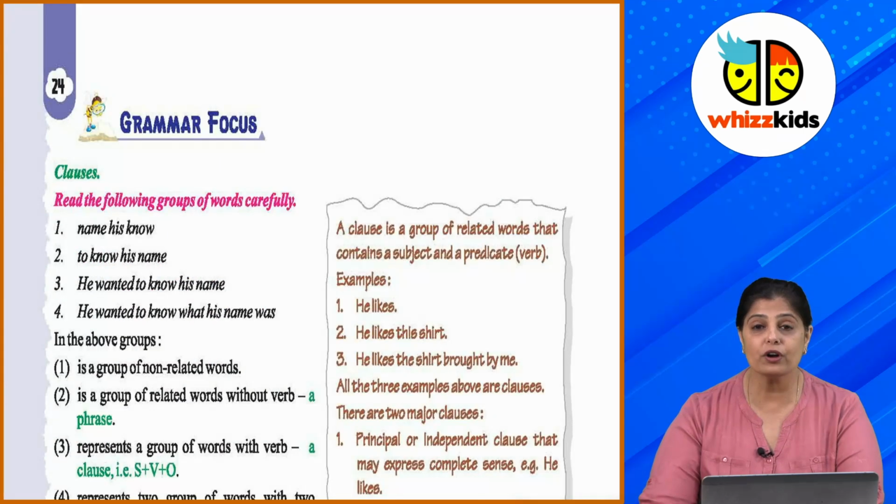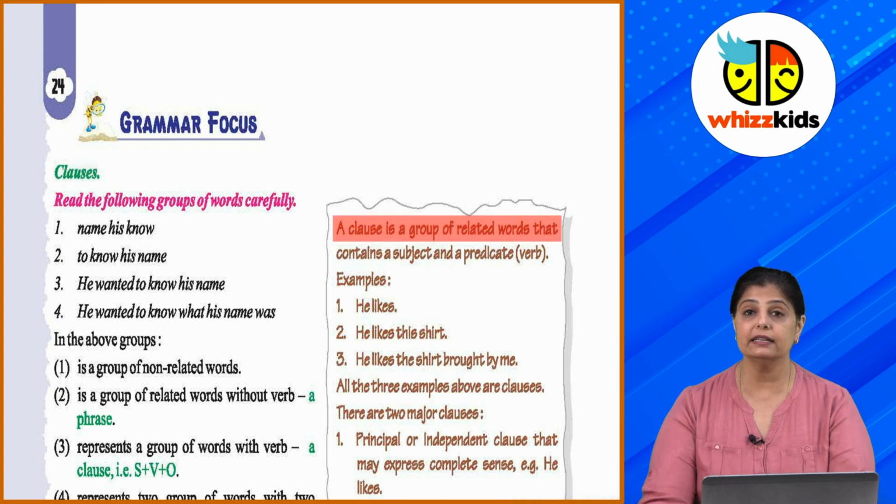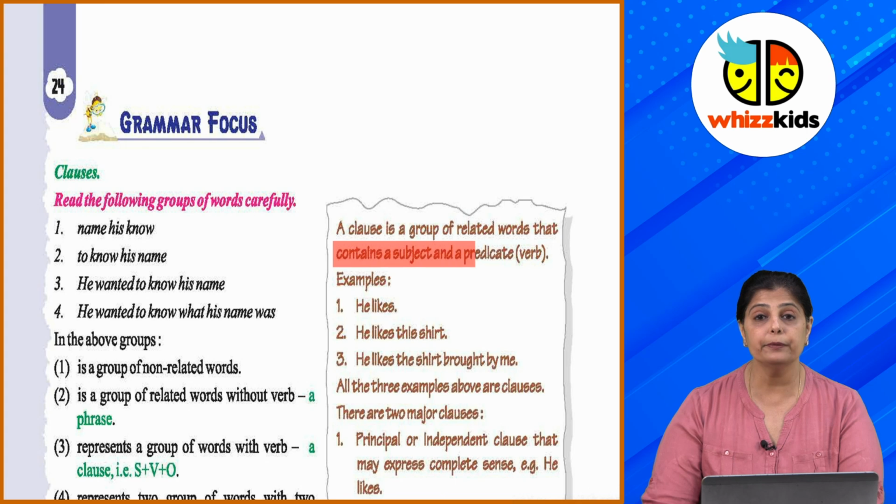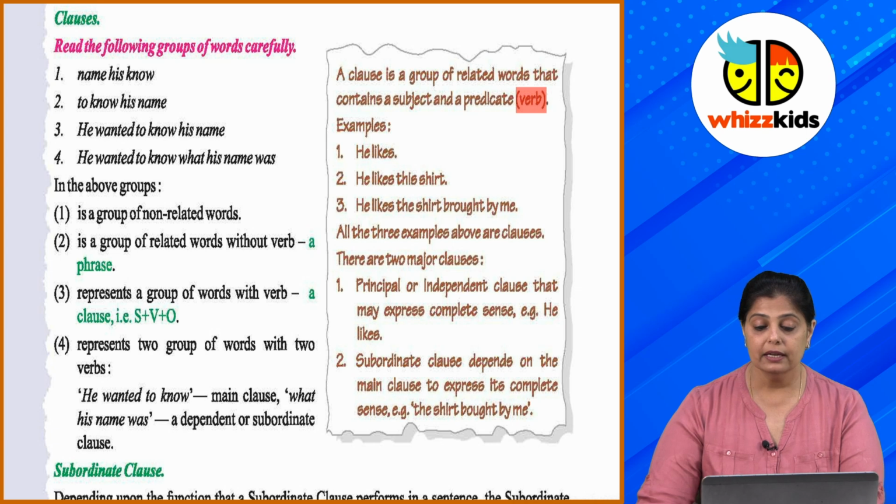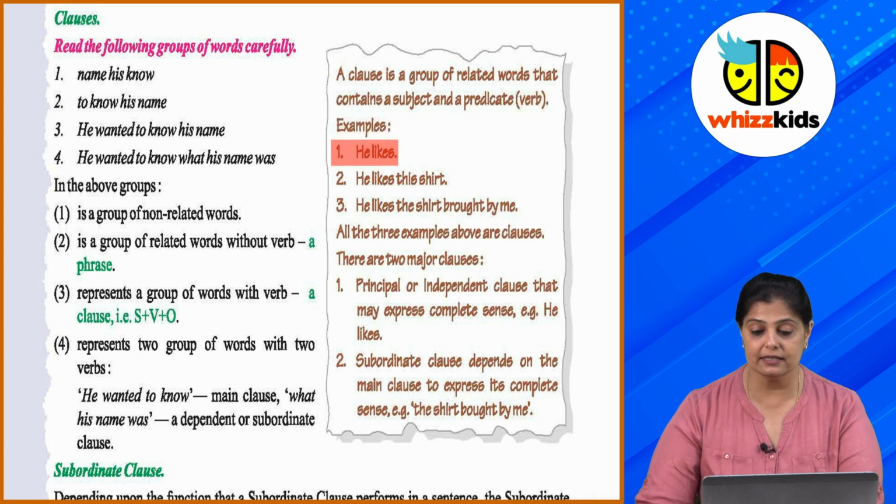Now, let's focus on our grammar. Clauses. A clause is a group of related words that contain a subject and a predicate. Clauses में होता है subject और predicate, okay, which is a verb. Example, he likes. He likes this shirt. He likes the shirt brought by me. Now, all these three examples above are clauses.